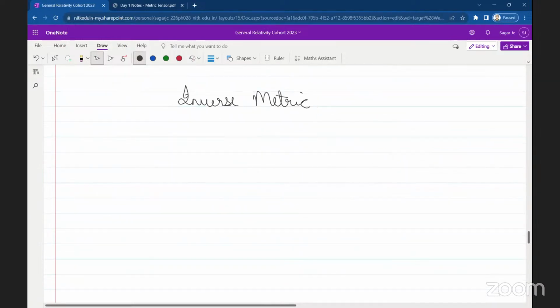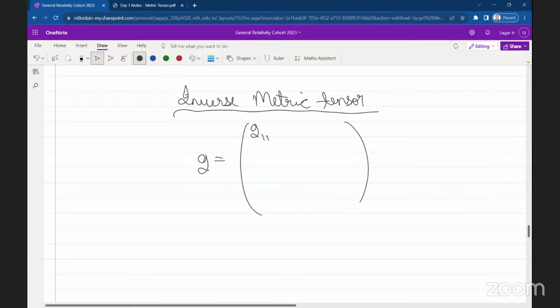So, inverse metric tensor. What is the inverse metric tensor? We know that any tensor G has components G11, G12, and so on, G21, G22, and so on. And how do these components vary? They vary as a rank-two covariant tensor. In that manner these components vary. So this is the actual metric.